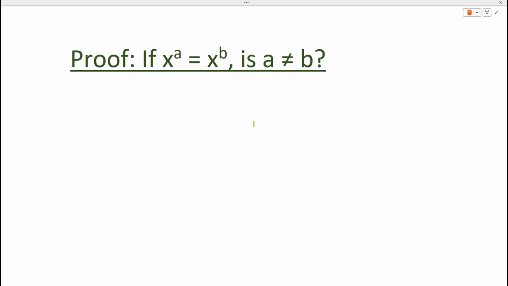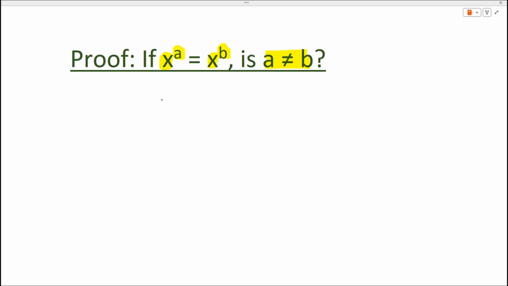Hello, today we'll try to understand if the bases in an exponential function are the same, then is it necessary for the exponents also to be the same? No, it is not always necessary for the exponents to be the same. I'll take an example and then show you the proof of it.